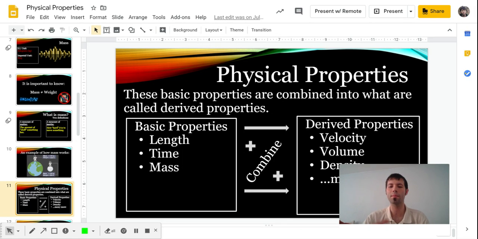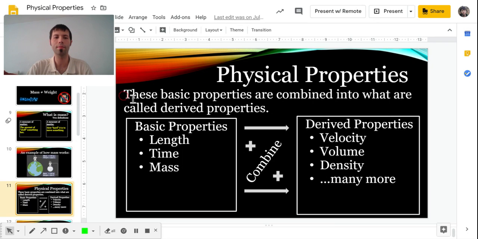So let's continue talking about physical properties for a second. I'm going to move my little camera over here for just a little bit. The three basic properties that we went over are length, time, and mass. From those basic properties, we can combine them in lots of different ways to get derived properties. There are lots of derived properties. We're just going to go over three as an example today: velocity, volume, and density.